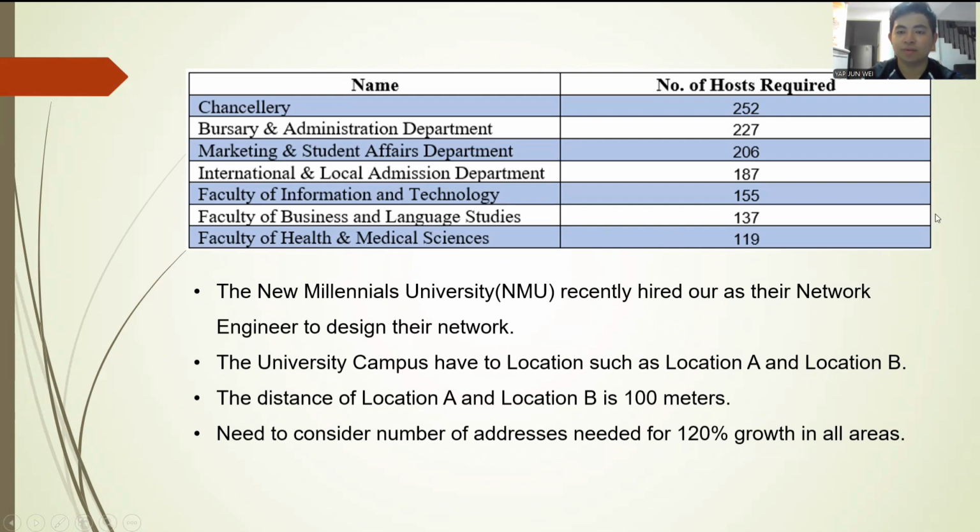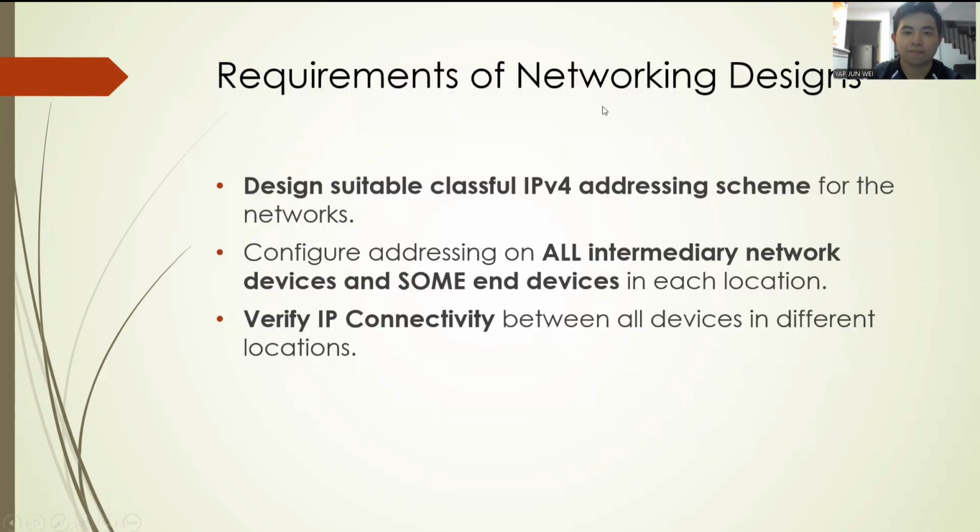So this is the table that the departments require. You can have a look. The requirements of the network design are that you need to design suitable classful IP addressing schemes for the networks, and also configure all the addressing on all intermediary network devices and the end devices in each location. You also need to verify all the IP connectivity between the devices in different locations.